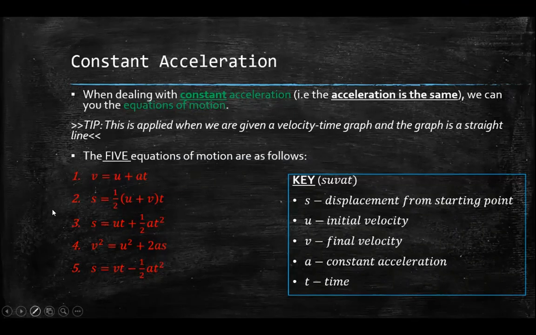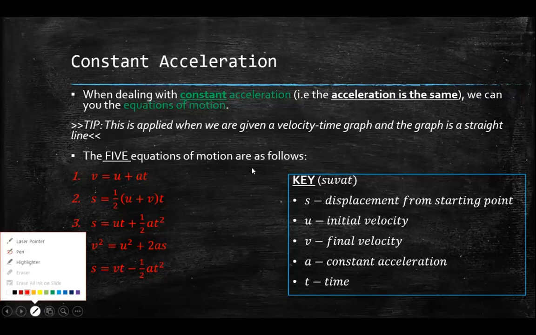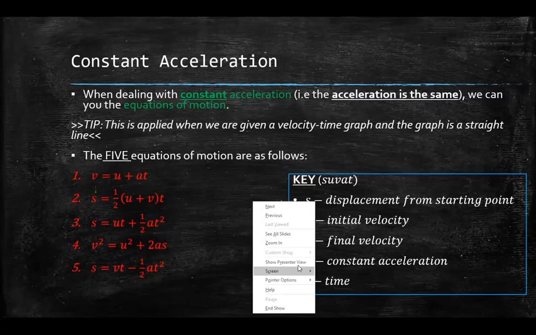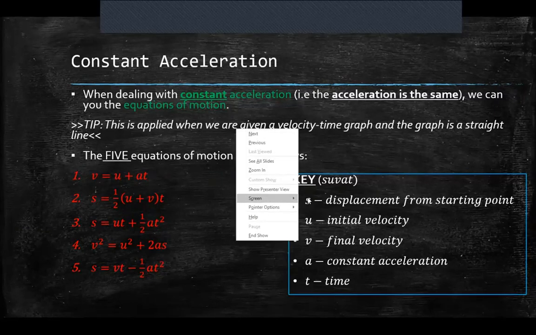So the first one, V is equal to U plus AT. That's what I'm going to show you. How did they get that? Where did that equation come from? Well, it's actually quite simple. So we're required to prove that V is actually equal to U plus AT. How did they get that?